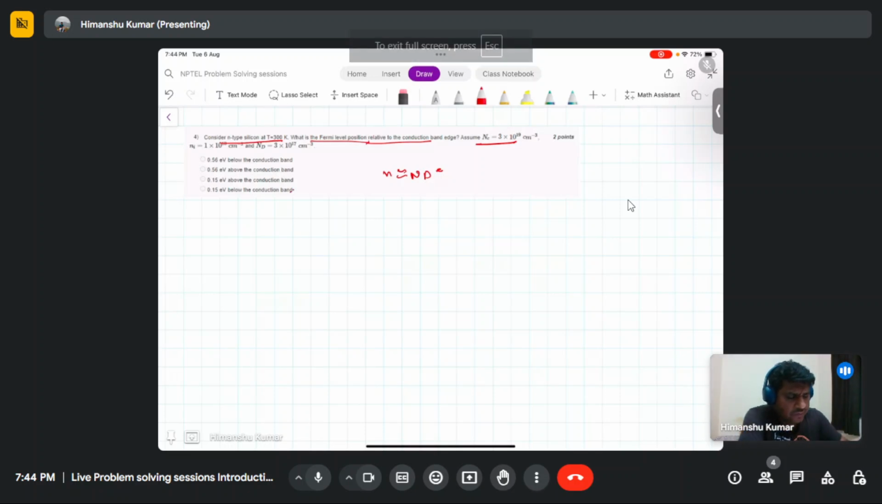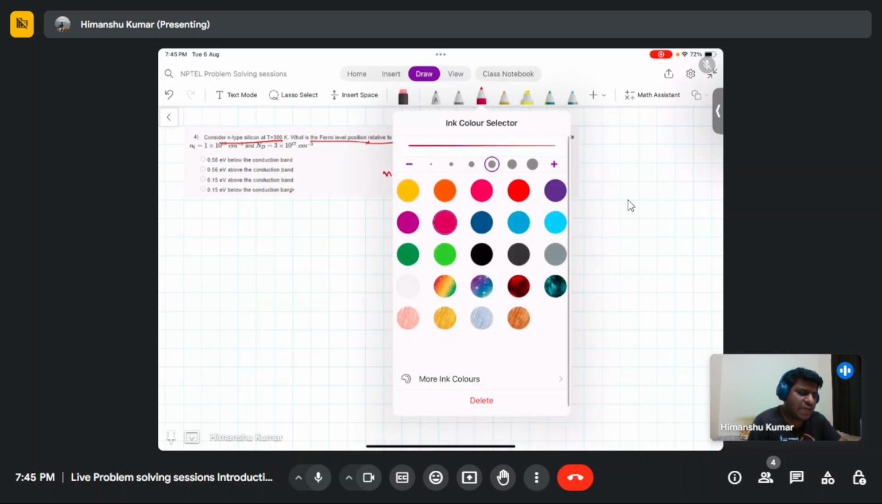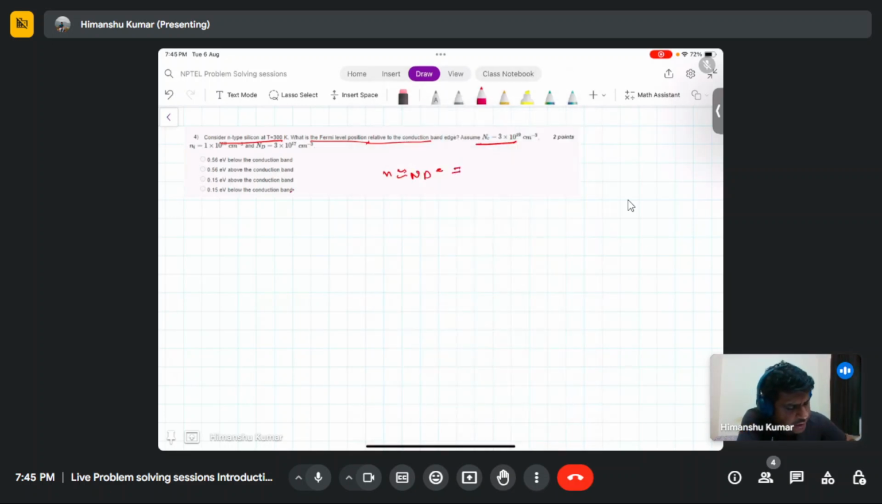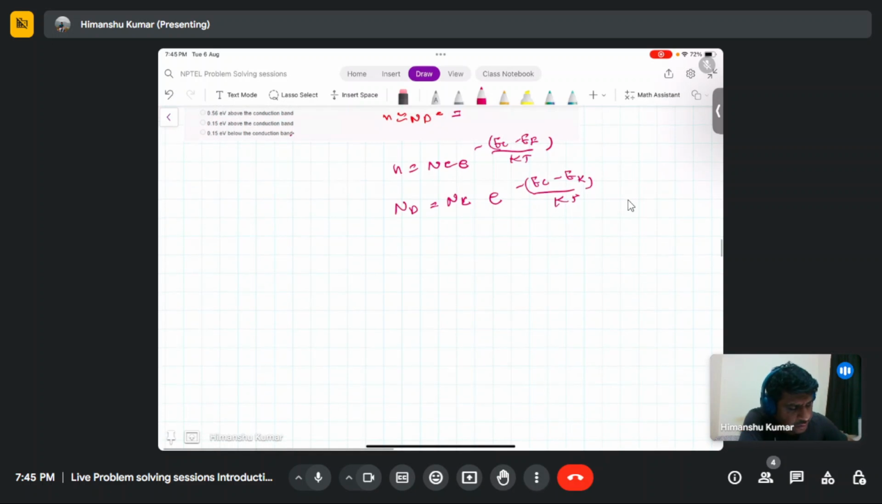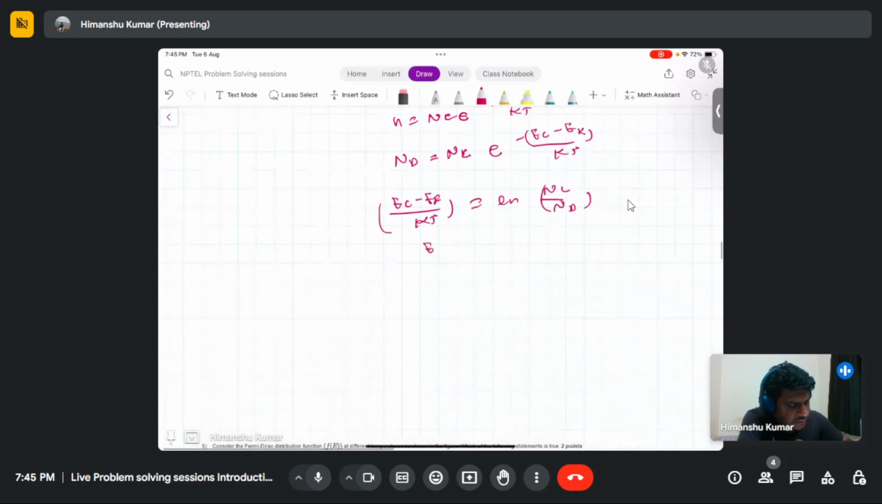Okay, so you can consider the complete ionization. Then you can consider the electron concentration equals Nd, and you can write n equals Nc exponential of minus (Ec minus Ef) by kT. So if you plug in n approximately equals Nd, this becomes Nd equals Nc exponential of minus (Ec minus Ef) by kT. If you rearrange it, then you can write (Ec minus Ef) by kT as ln Nc by Nd. Then you can calculate Ec minus Ef equals kT ln Nc by Nd.